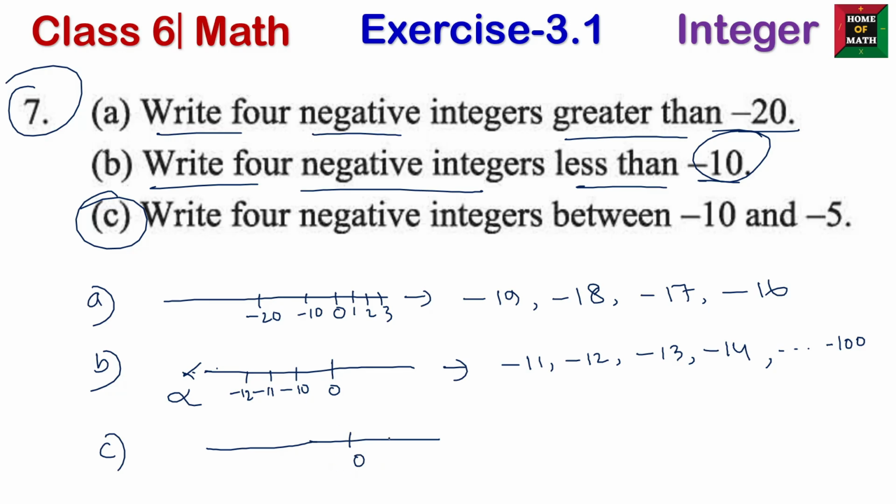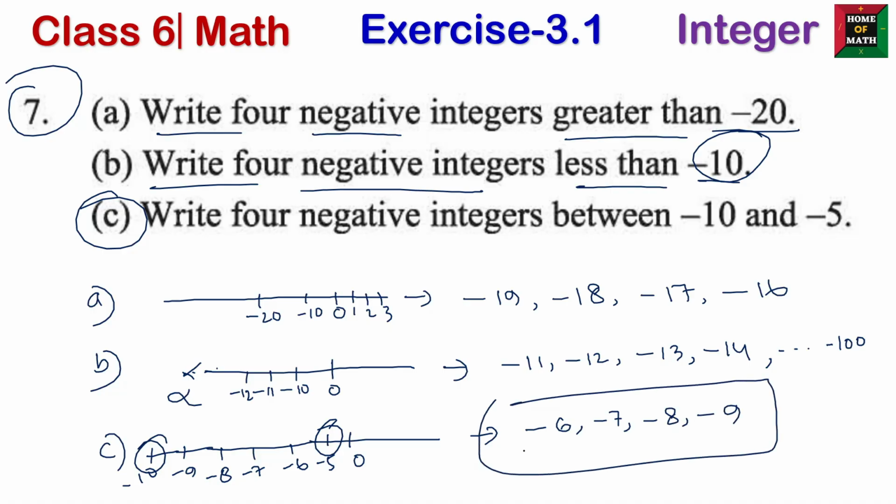So this is 0. Okay, so we can start from minus 5, right? Minus 5, minus 6, minus 7, minus 8, minus 9 and minus 10. So between minus 10 and minus 5, what are the negative integers? Minus 6, minus 7, minus 8 and minus 9. These are the 4 negative integers between minus 10 and minus 5.